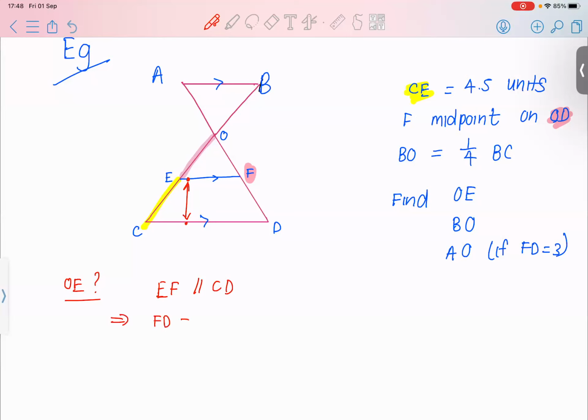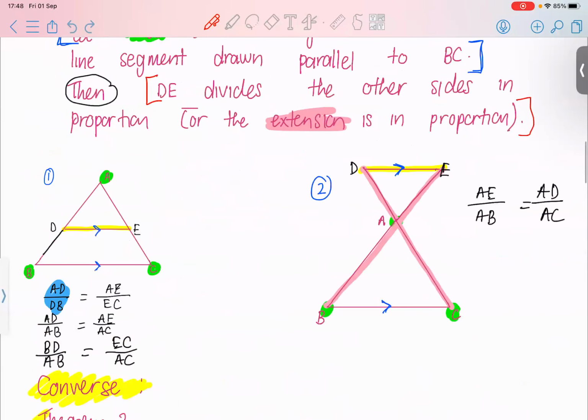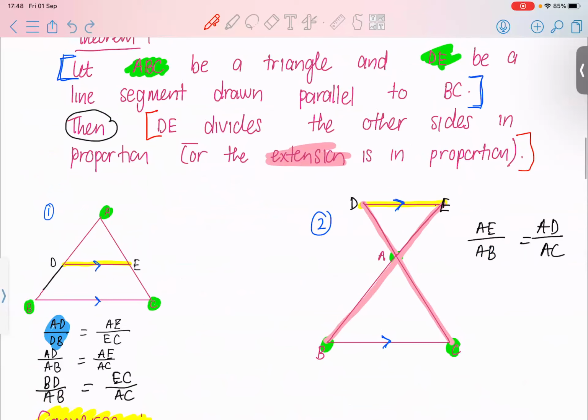That means that FD equals, sorry, that's wrong. Let me not say that. I only know about proportion. Okay, so basically what it tells me is that the two sides are in proportion, using theorem 1, that when you have a line that is drawn parallel to the other.